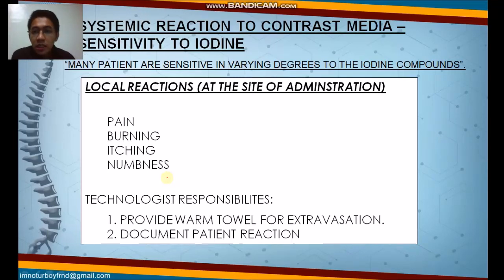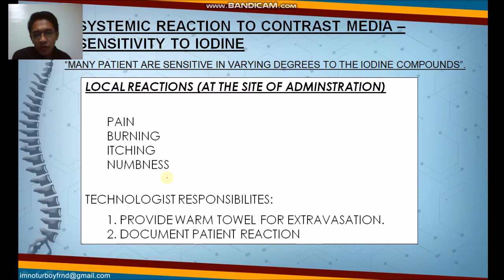So other than the barium sulfate contrast media, we also have the iodinated or the iodine-based contrast material, both ionic and non-ionic contrast material. Because this material is most commonly introduced into the venous system of the patient, sometimes it will produce a systemic reaction. Many patients are sensitive in varying degrees to iodine compounds.